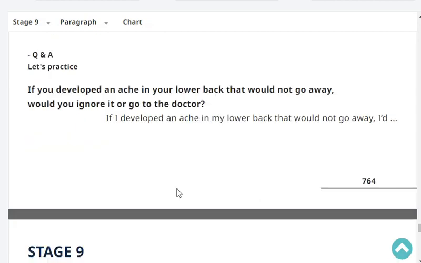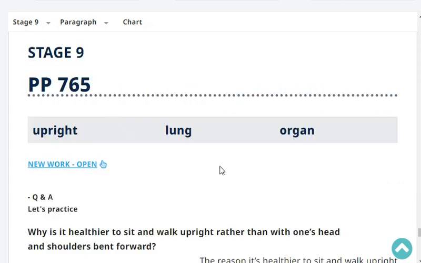If you develop an ache in your lower back that would not go away, would you ignore it or go to the doctor? If I develop an ache in my lower back that would not go away, I'd go to the doctor. Very good.